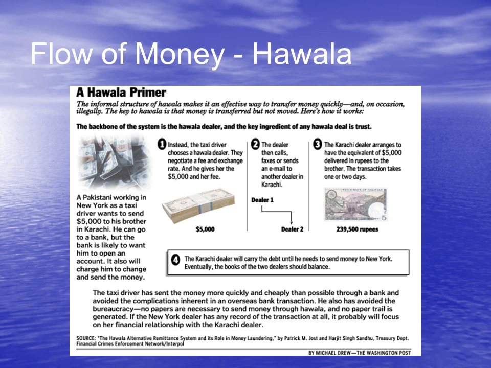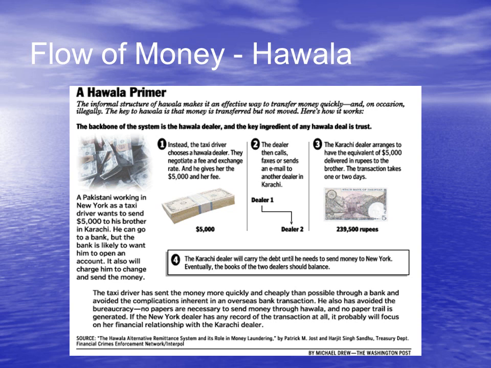So let me go over it again. I have $5,000 I want to send to my brother in Pakistan. I go to the Hawala dealer here in New York. He and I work out a deal for whatever his fee might be. I give him the $5,000 in cash. He gives me a slip of paper with a code number on it. I call my brother and give him this code number and tell him who will have his money.